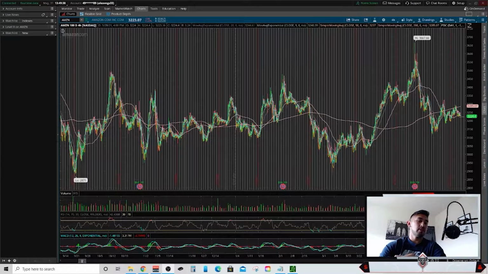So before we jump into the more advanced types of support and resistance, I just want to give a real quick recap on what exactly support and resistance is. So support and resistance are levels on a chart that the price tends to not go above or below. Like I said in the last video, the support is the floor. The price usually won't fall below it. And the resistance is the ceiling. The price usually won't go above it.